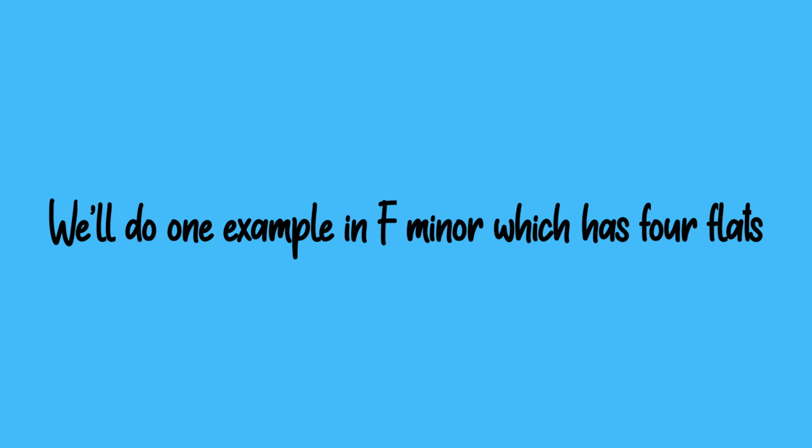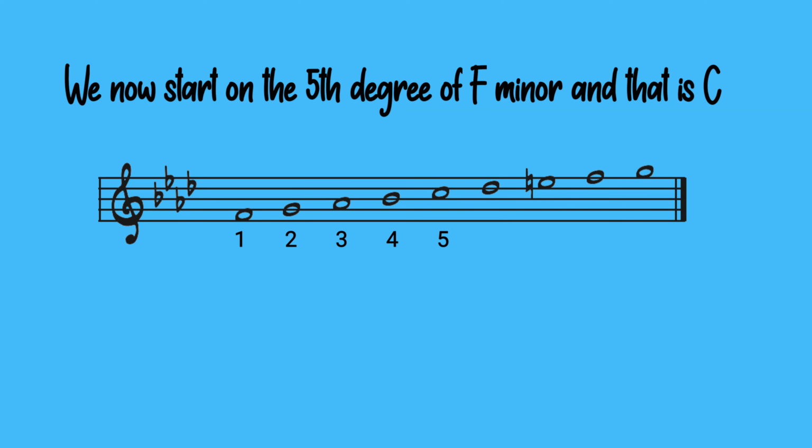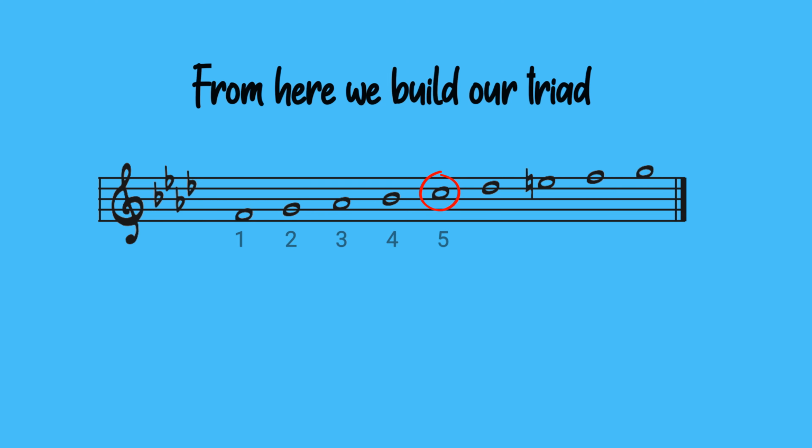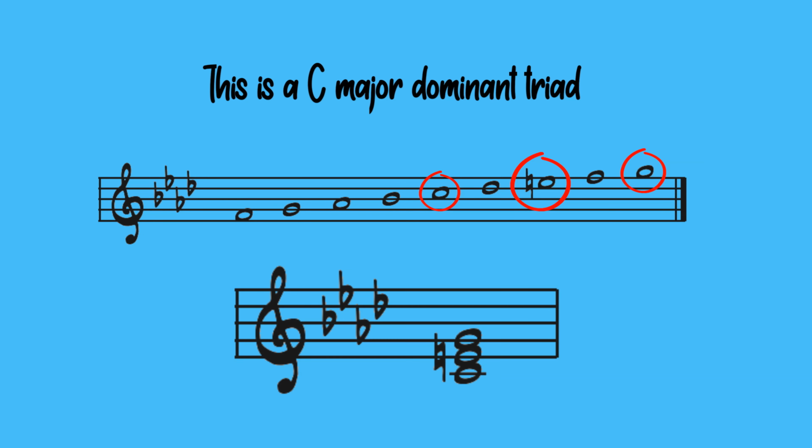We'll do one example in F minor, which has 4 flats. The F minor harmonic scale has the raised 7th, which is an E natural. We now start on the 5th degree of F minor, and that is C. From here, we build our triad. C is the root, E natural is the 3rd, and G is the 5th. This is a C major dominant triad.